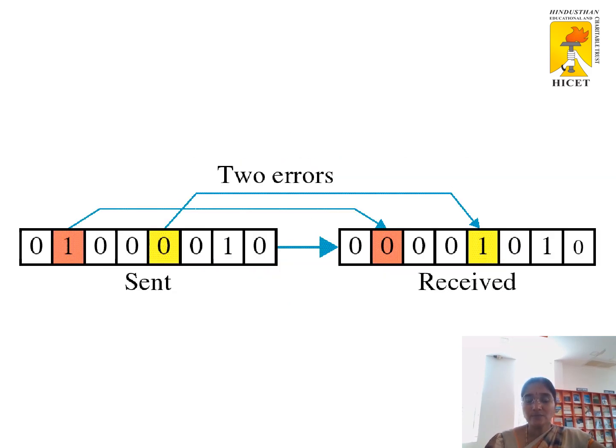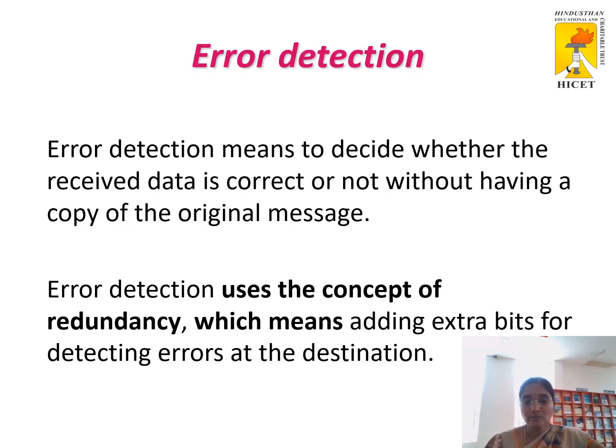Two-bit errors mean that when the data is being sent, a 1 is reflected as 0 and a 0 is reflected as 1. So only 2 bits have errors. That is what we call 2-bit errors. So there are three different forms: single bit, 2-bit and burst errors.